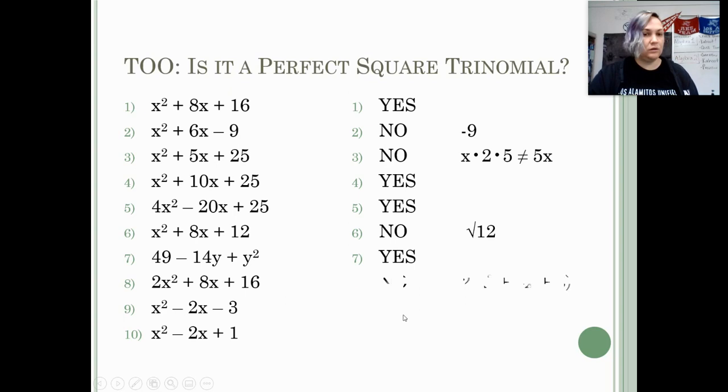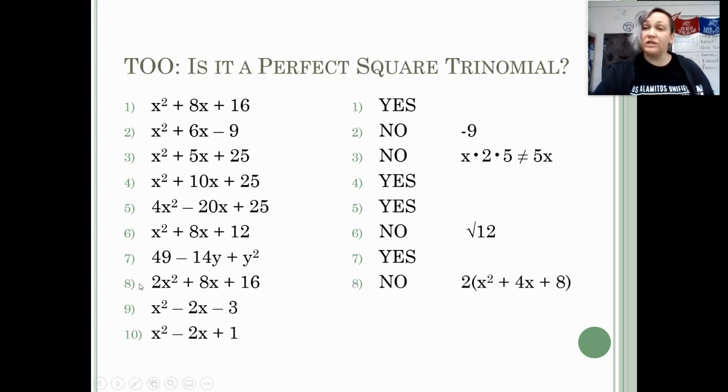Oh, number 8's a little bit tricky. Number 8 is a no. There's a couple different reasons we can say no. First of all, I don't know the square root of 2. And that first number I'm supposed to be able to take the square root of. So that makes it not work.